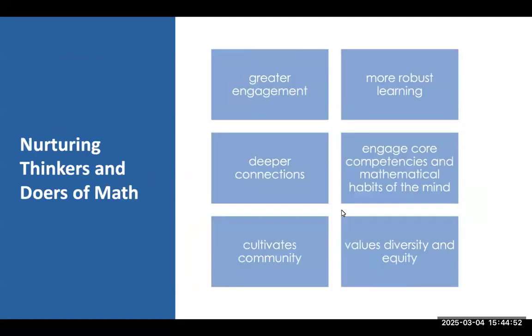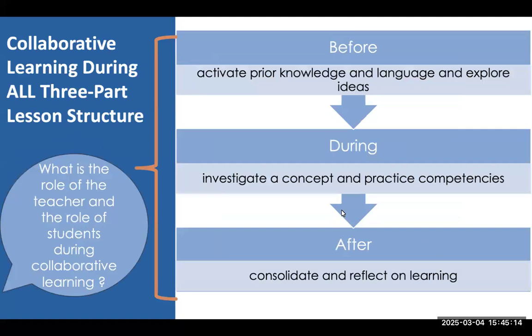When we do these sorts of things, we're nurturing thinkers and doers of math, creating greater engagement, more robust learning, deeper connections. Students are engaging in core competencies and mathematical habits of the mind, while we are cultivating community and valuing the diversity and equity in our classes. So collaborative learning can happen during all three parts of this lesson structure. This is a typical lesson structure that we might have in our classrooms, although there are so many varied lesson styles. But we can invite collaborative learning to happen at each one of these.